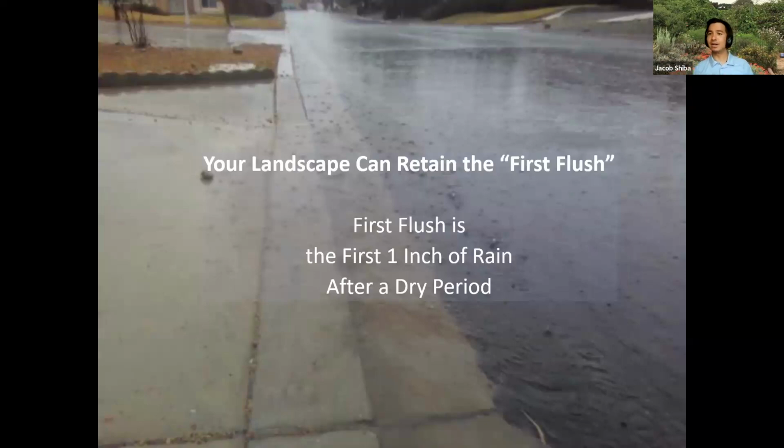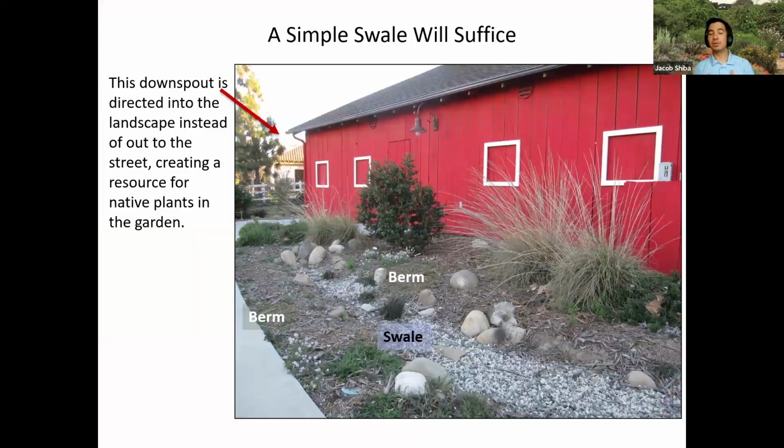Well, rather than sending all that water that falls onto your property out into the flood control system to pick up all these pollutants, let's hold that in our landscape. And we can do that with a simple swale. All we mean by a swale is a depression in the landscape. So here's an example. You can see the swale that runs through this landscape. All we did was dig that depression out.